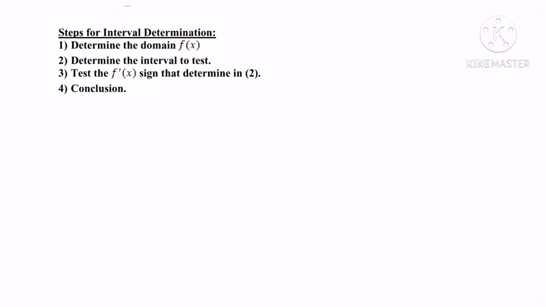Hello everyone, here we have the steps for interval determination and then finding the increasing or decreasing interval. First step, determine the domain for f(x). Second step, determine the interval to be tested. Third step, test the sign of f prime x determined in the second step. Finally, make the conclusion and determine the increasing and decreasing interval.